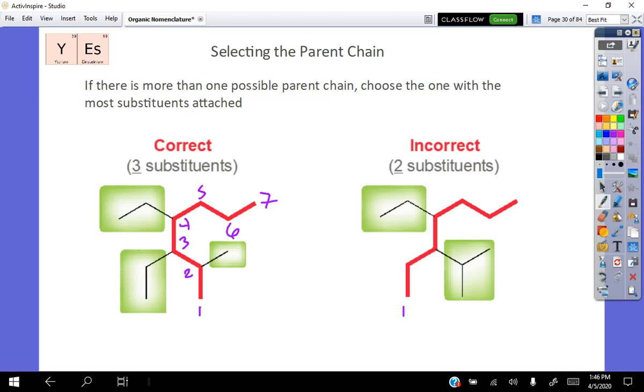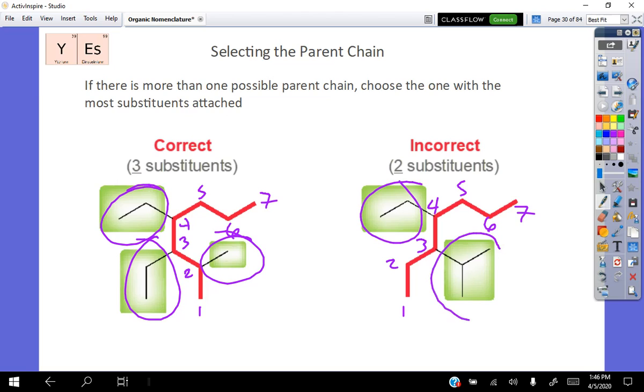And over here, 1, 2, 3, 4, 5, 6, 7 carbons. We have this issue. We have 2 possible 7 carbon chains. That is the longest parent chain. So the one we want is the one that's going to have the most substituents or the most branches. Since the one on the left has 3 branches sticking off of the chain, that is going to be the correct parent chain that we end up using.